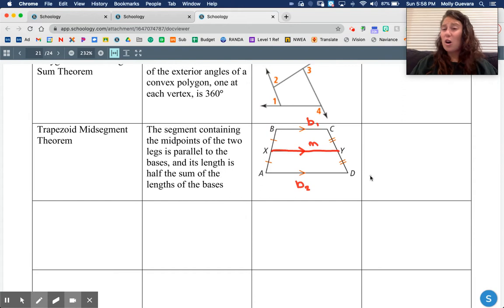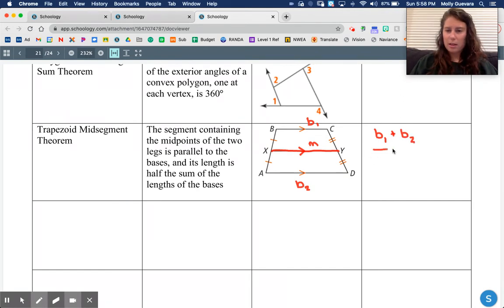All this means is that if I take my first base, base 1, and add it to my second base, base 2, and I divide it by 2. So I'm going to take the top length plus the bottom length and divide by 2. That will get me the length of the midsegment.